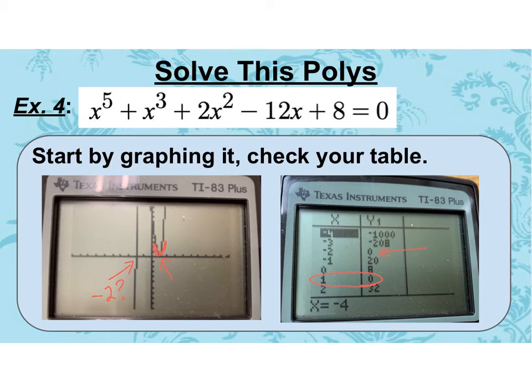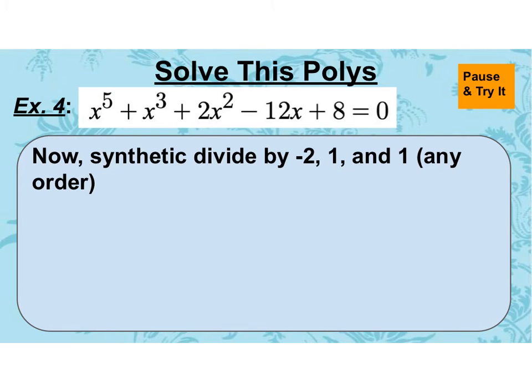So I know that I have -2, +1, and +1. I have 3 x's that I can start with. This is a 5th degree, so I have to find 5 total answers. So I'm going to synthetically divide with -2, 1, and 1. We're going to build off the synthetic division of each other, and you can do it in any order. So I'm going to start with the -2.